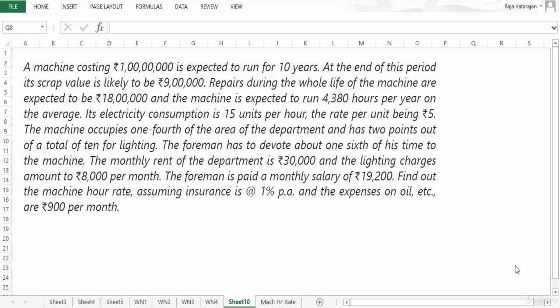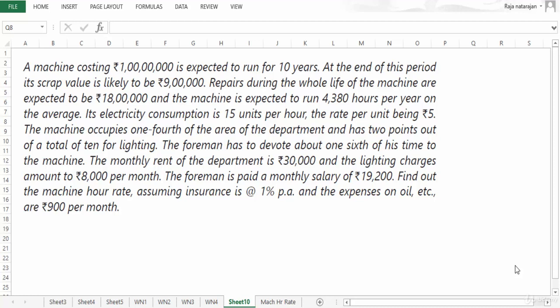Its electricity consumption is 15 units per hour, the rate per unit being 5. The machine occupies 1/4 of the area of the department and has 2 points out of a total of 10 for lighting. The foreman has to devote about 1/6 of his time to the machine. The monthly rent of the department is 30,000 and the lighting charges amount to 8,000 per month. The foreman is paid a monthly salary of 19,200.